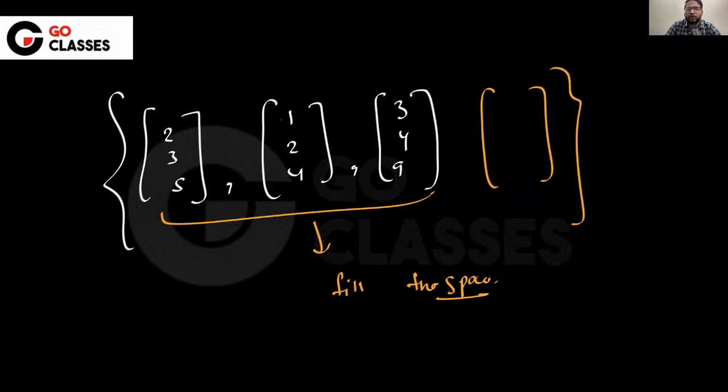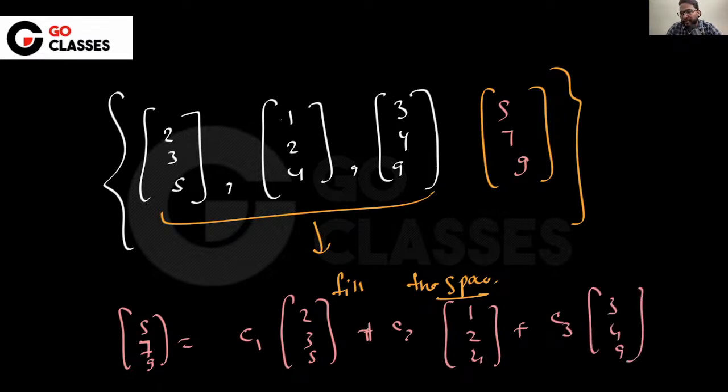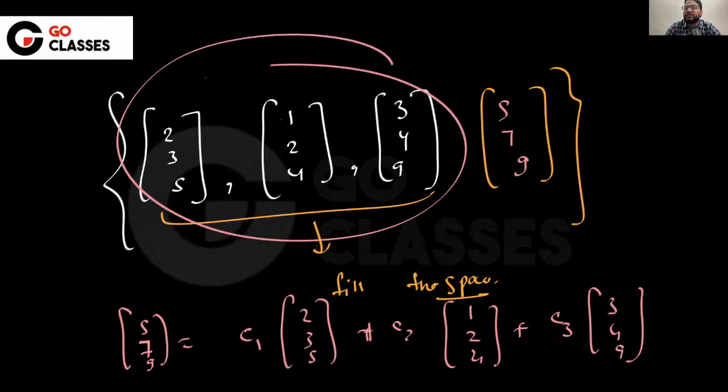Suppose you give me 5, 7, 9. Is 5, 7, 9 a linear combination of these three vectors? The answer is yes, definitely. How to find the coefficients? You need to solve the equation basically: C1 times 2, 3, 5 plus C2 and C3 times the other vectors. You need to solve for C1, C2, C3, but the answer will definitely exist. If these three are linearly independent, then any fourth vector will be linearly dependent on them, because these three are filling the space.